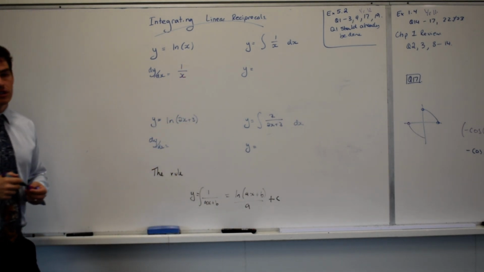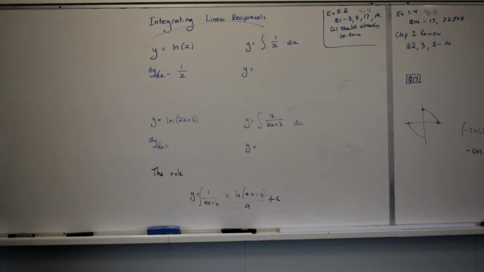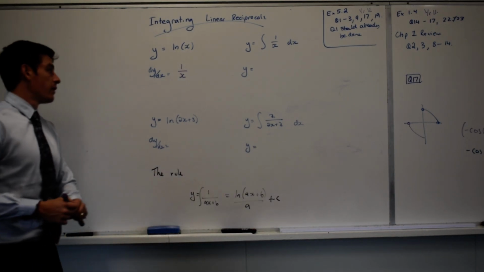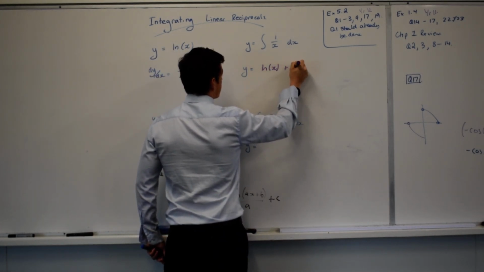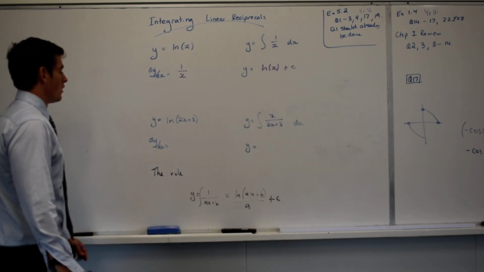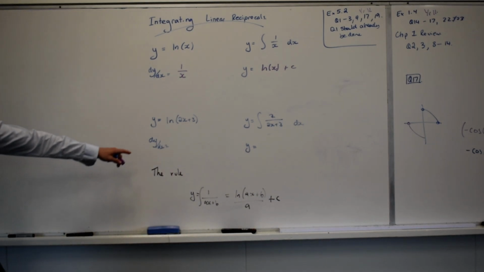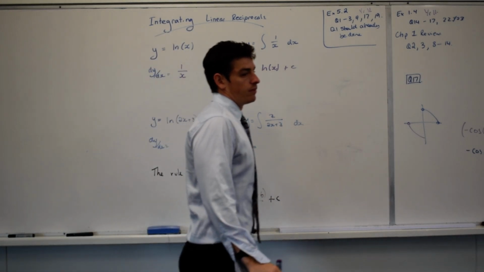So if integrating is the reverse of deriving, what do we expect the integration of 1 on x to become? ln x plus c. Alright, so now derive ln 2x plus 3.